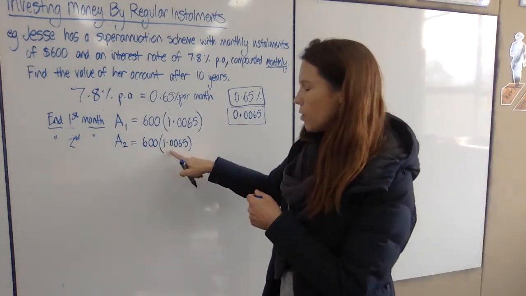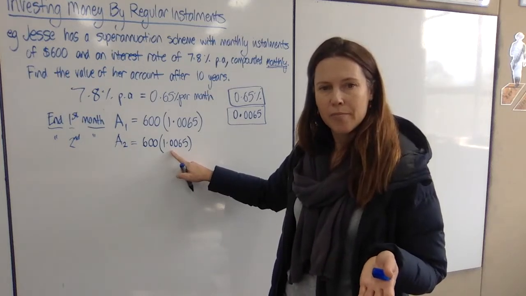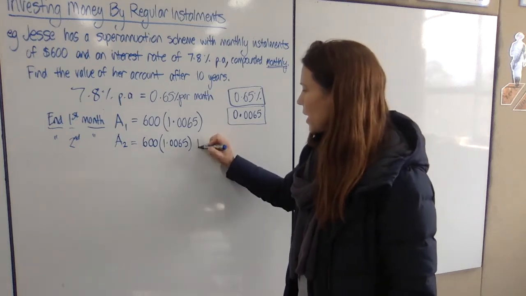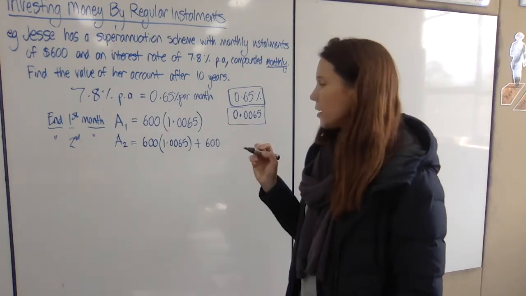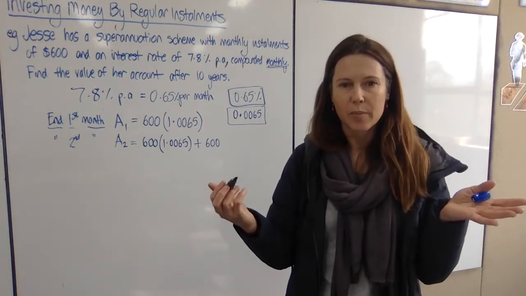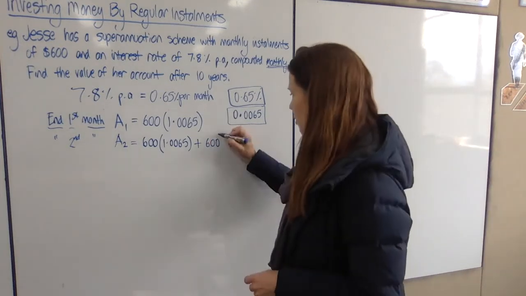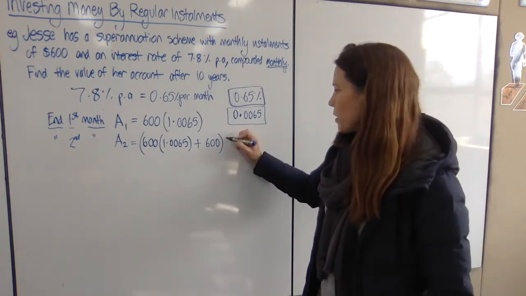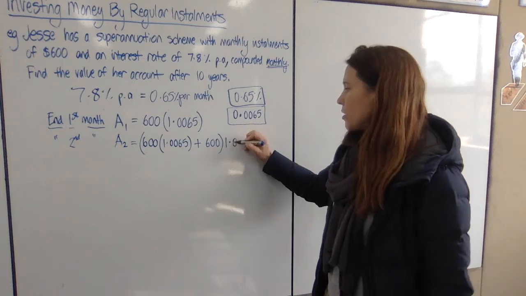Now, what happens to all of that money at the start of the second month? She puts another $600 in, doesn't she? So we'll tell the story. She adds $600 to the account at the start of the second month. And then at the end of the second month, the bank says, all right, take everything that you've got, all of that, and we're going to award you interest on it, which means we're going to multiply it by 1 and a bit.